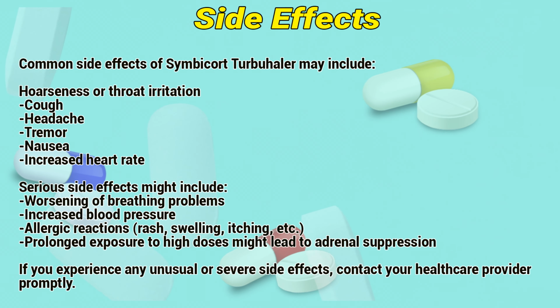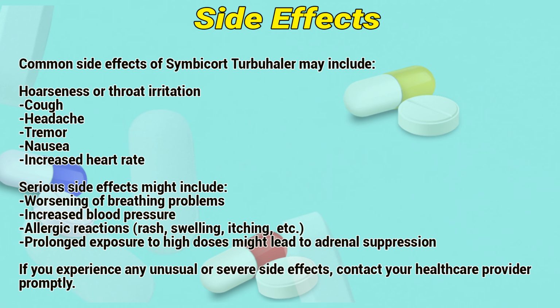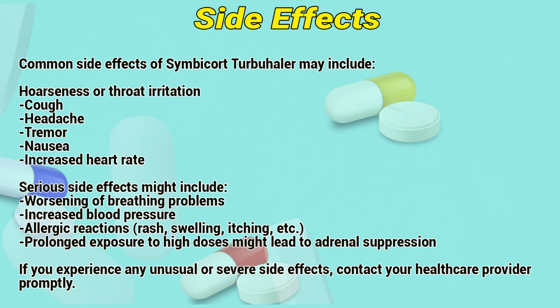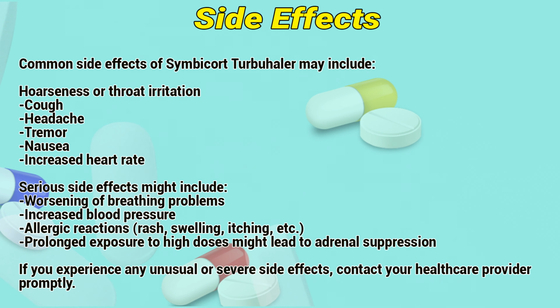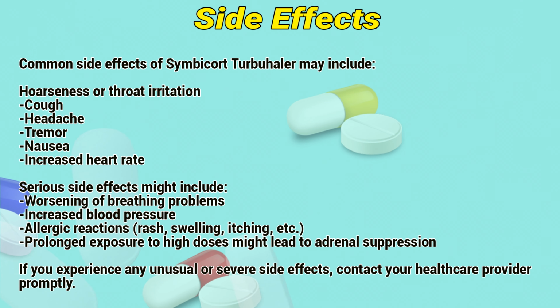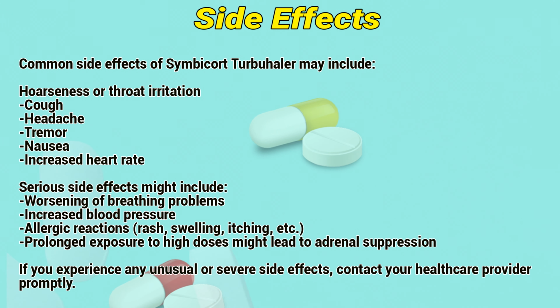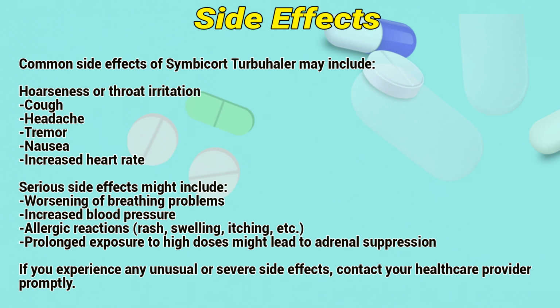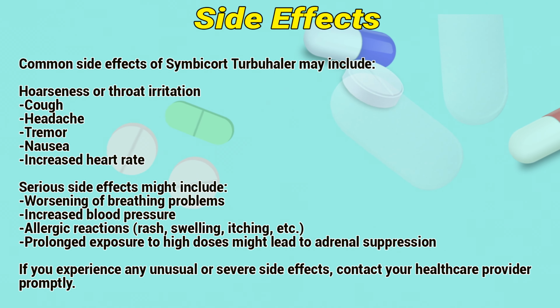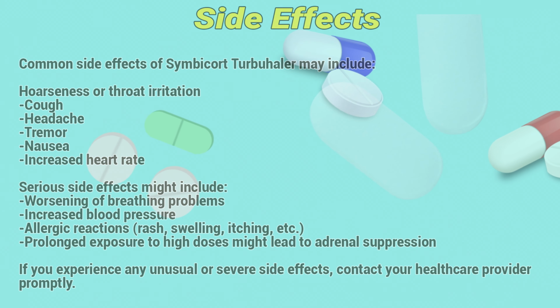Side effects: Common side effects of Symbicort Turbuhaler may include hoarseness or throat irritation, cough, headache, tremor, nausea, increased heart rate. Serious side effects might include worsening breathing problems, increased blood pressure, allergic reactions, rash, swelling, itching. Prolonged exposure to high doses may lead to adrenal suppression. If you experience any unusual or severe side effects, contact a healthcare provider promptly.